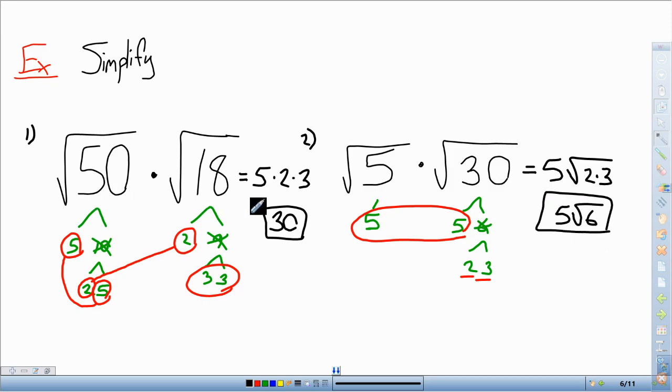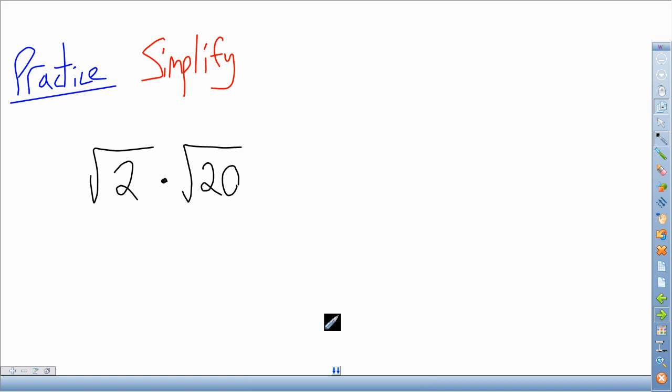Okay, so when you see multiplication, it really doesn't change the way you do these problems. You just have a little bit more to break down. I'm going to have you go ahead and try this one out on your own, and then we'll keep moving.